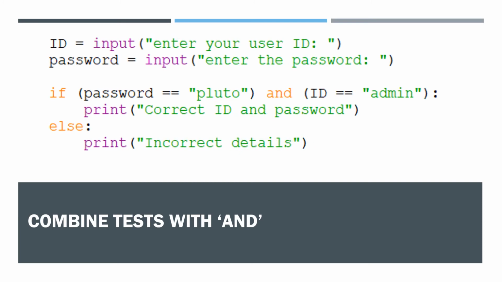And you can see what we've done. We've changed the first line of the conditional structure so that following the word if, there are two tests joined by the word and. The total expression will only be true if the password is Pluto and the ID is admin. Otherwise, we'll move on to the else part of the structure and print out that the details are incorrect. So an expression with and is only true if the tests on either side of the and are both true.